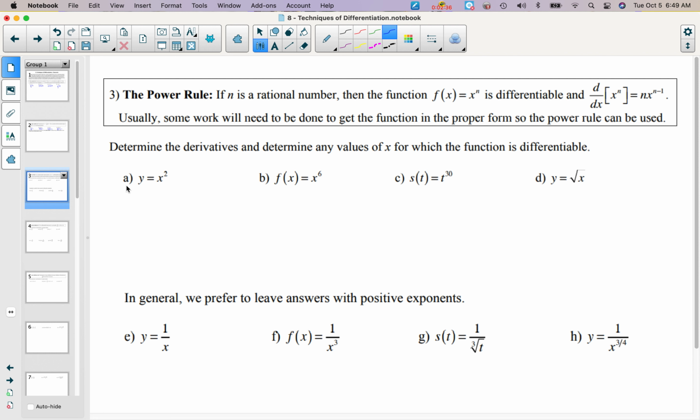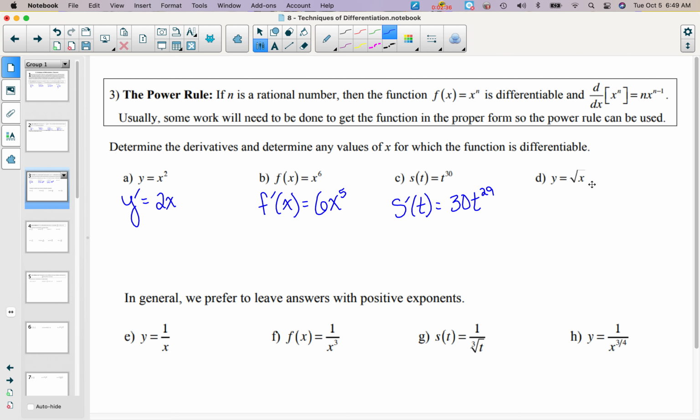So for example, on this first part A, we would say y prime, so I'm going to have the 2 drops down times x, and I would reduce the power by 1, but I don't need it because it's just a 1. So here, if f of x is x to the 6th power, then we get f prime of x equals 6x to the 5th, dropping the power by 1. Here we're going to have s prime of t. We'll have 30t to the 29th power. Just be glad you don't have to do it with the limit statement. Can you imagine to the 30th power? That would take a long time.